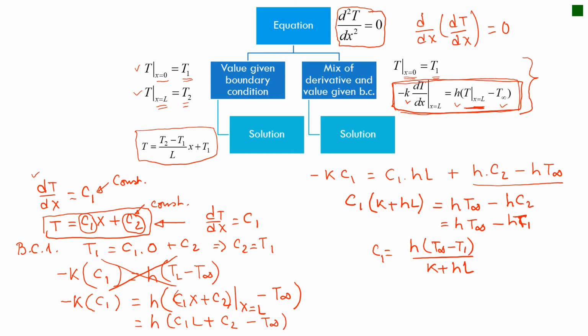C1 is equal to that, and so my T is equal to C1x plus C2. I can rewrite that as h times (T infinity minus T1) divided by (k plus hL), plus C2 is T1. So this is my solution now.